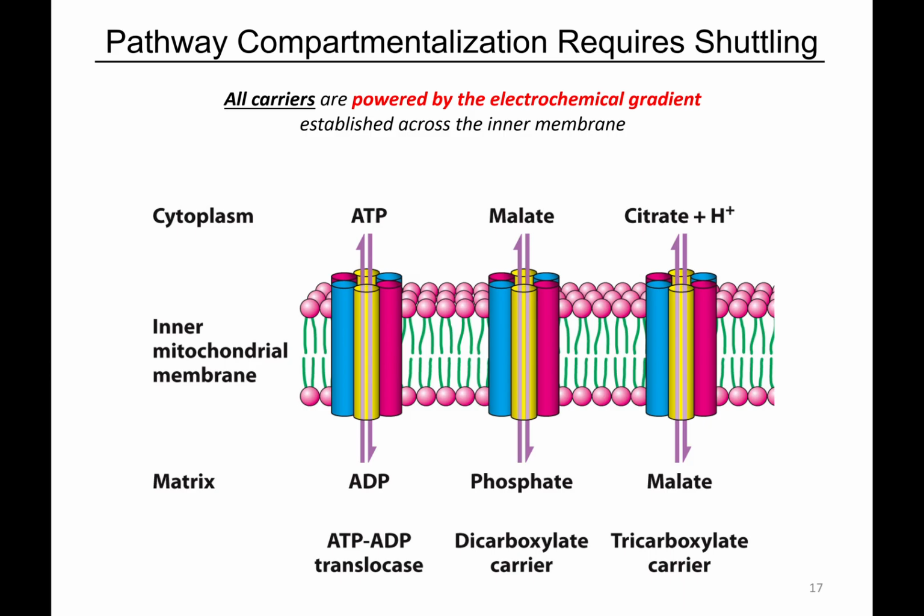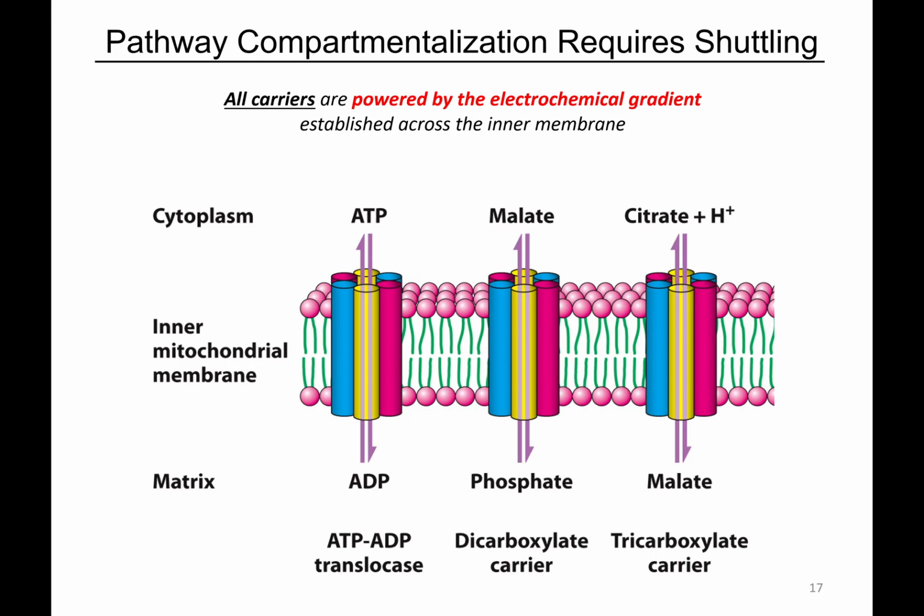Malate, remember, is 2 carboxylic acids, so malate has a -2 charge. Phosphate under physiological pH is a mixture of H2PO4 and HPO4, so its average charge is around -1.5, whereas malate's is -2. So phosphate is less negative than malate. Malate's going to go out, phosphate comes in.